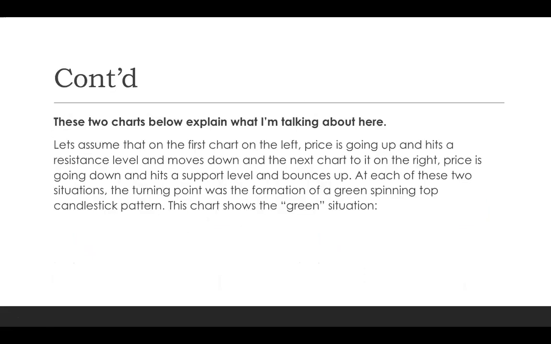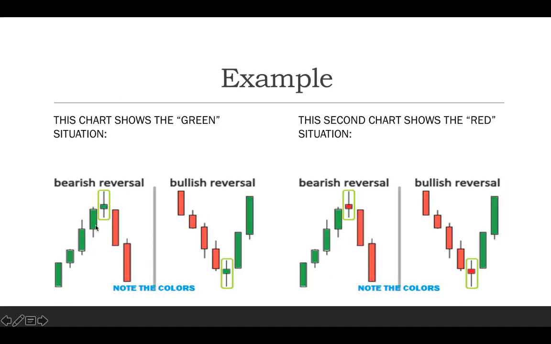So in each of these two situations, the turning point was the formation of a green spinning top candlestick pattern here, right? In this one here. Here, the turning point was the formation of a red candlestick pattern. So once the spinning top is formed at a support or resistance level, color doesn't matter.